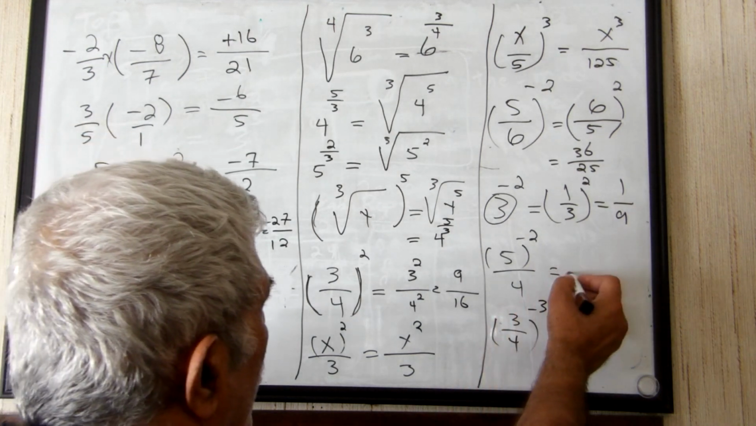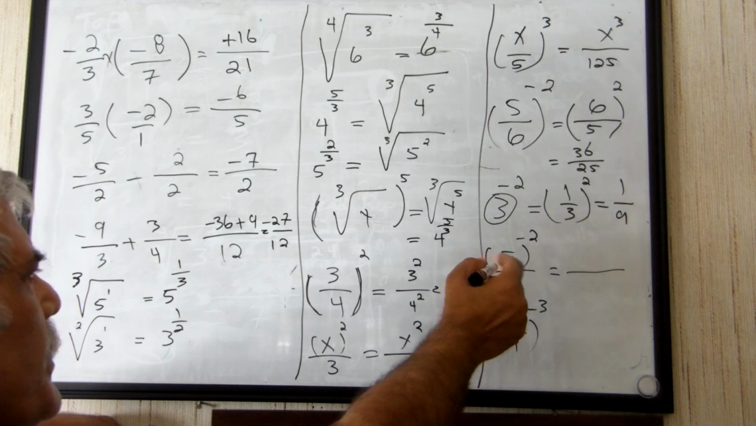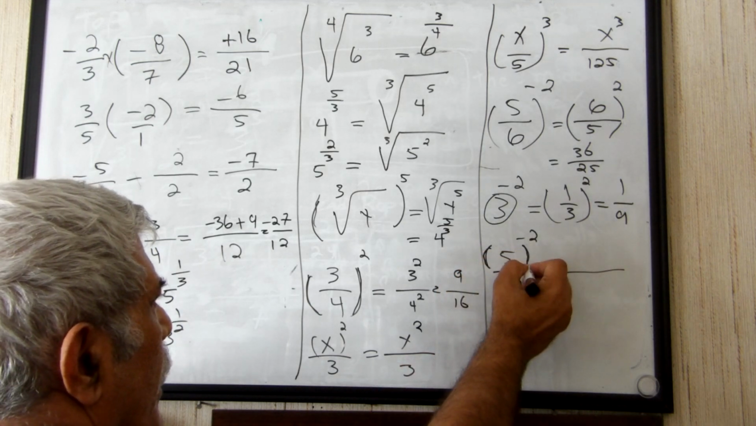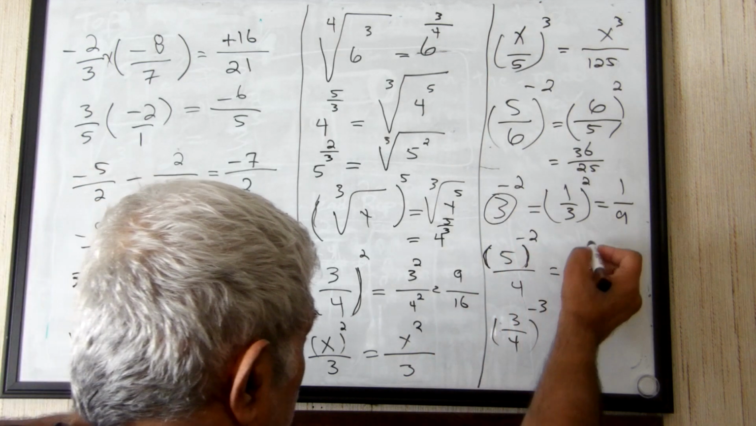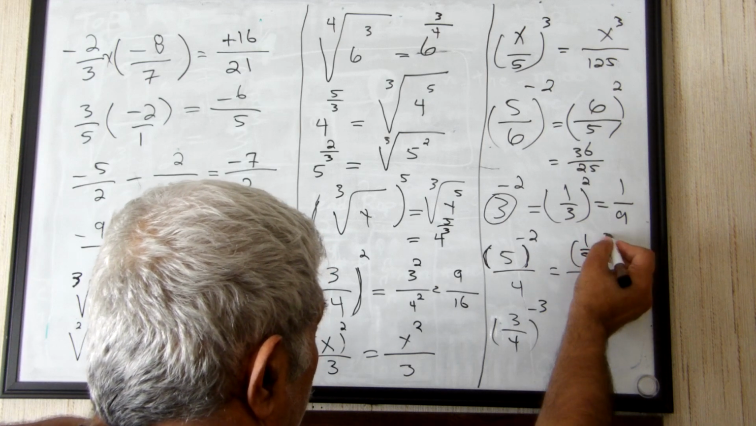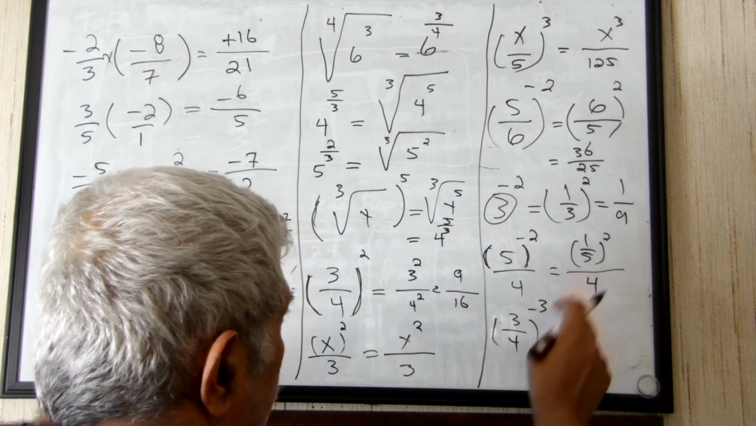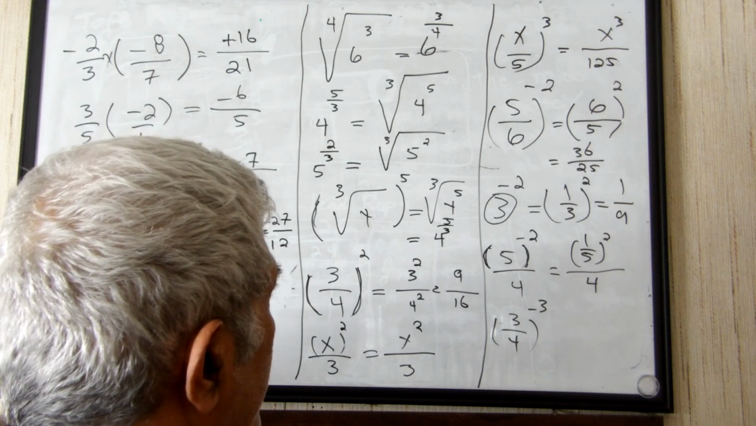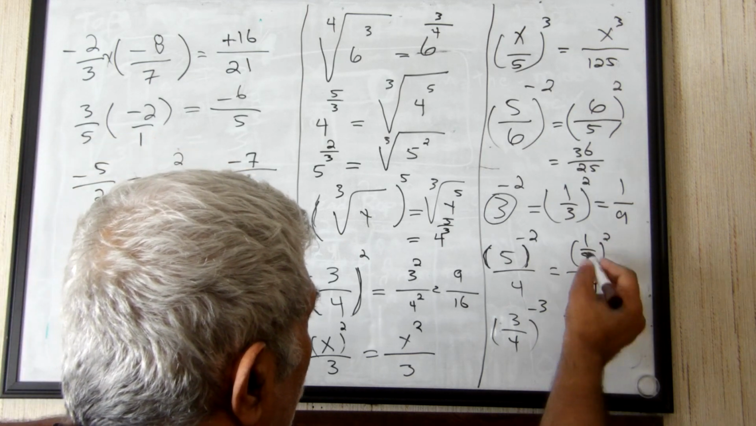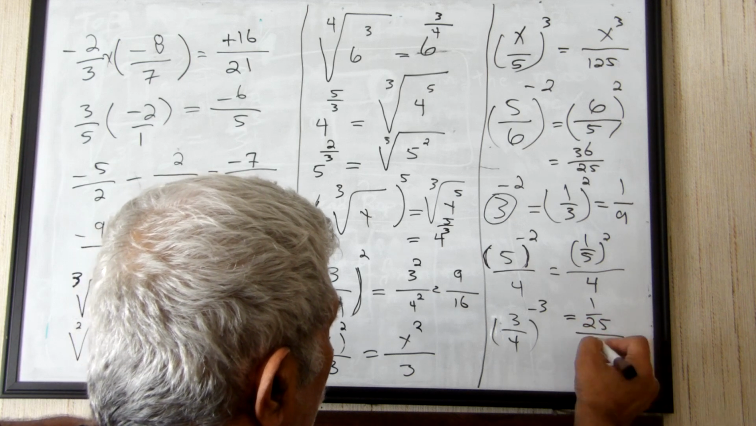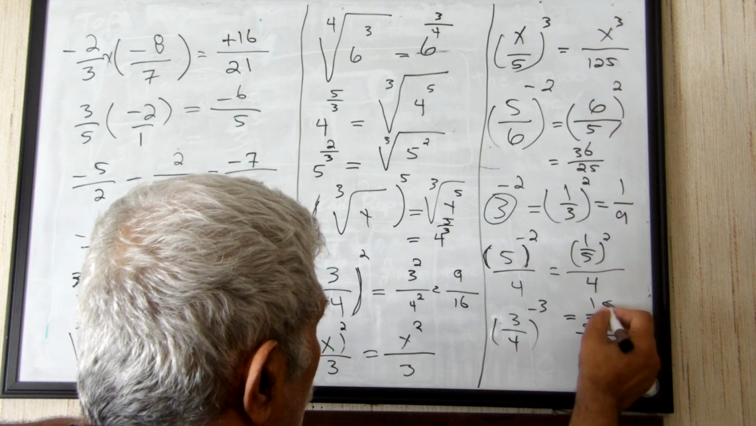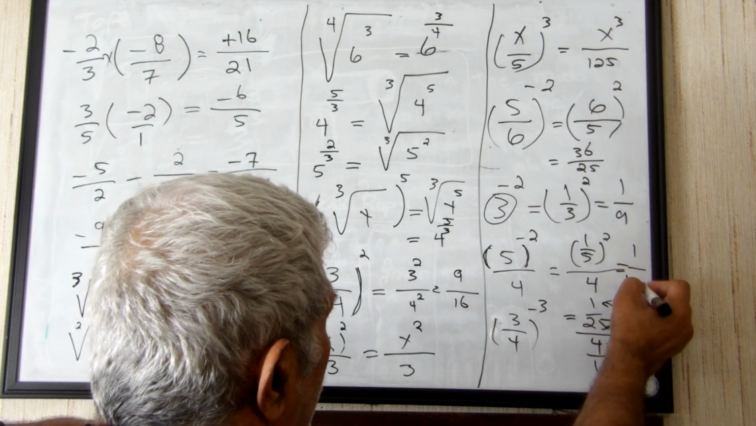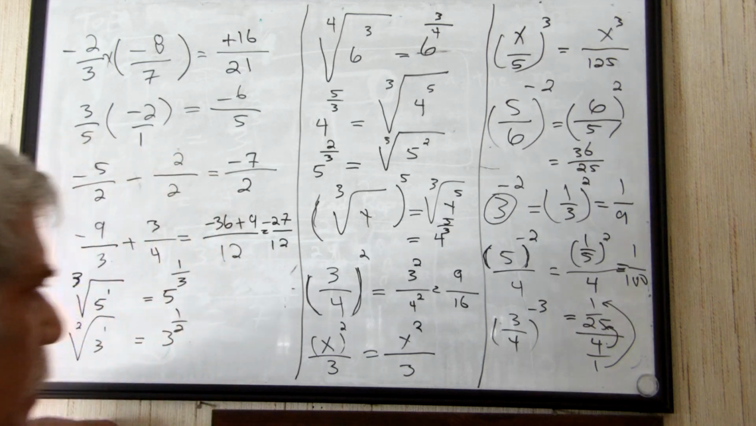How about this one? This one has the exponent only on the numerator. The parentheses here are at the numerator, to the power of minus 2. What you do, you just reverse this one. It's going to be 1 over 5 to the power of 2, and then 4. What's going to happen here? This is going to be 1 over 25 divided by 4, and then we multiply this one with this one, and this one with this one. It's going to be 1 over 100.